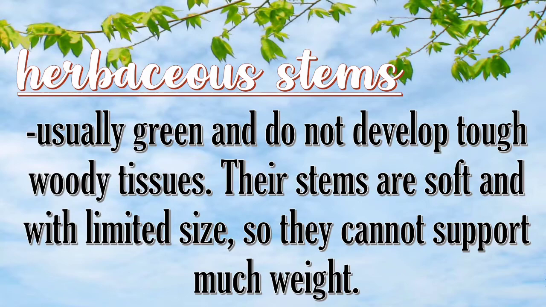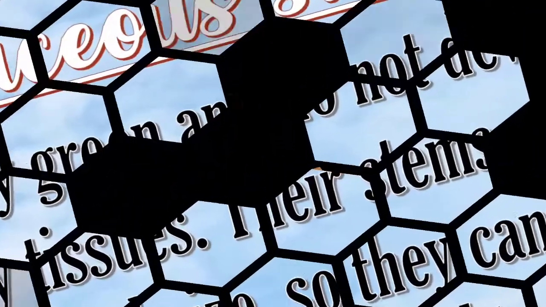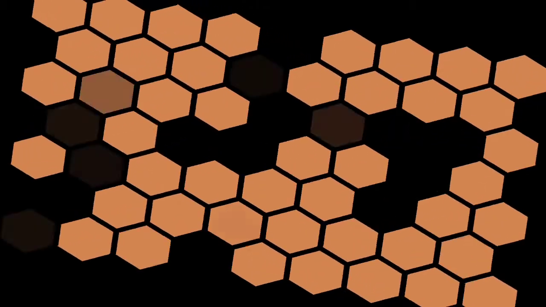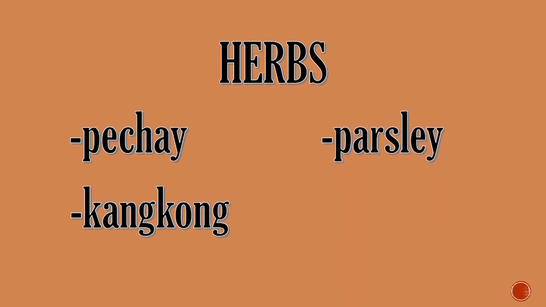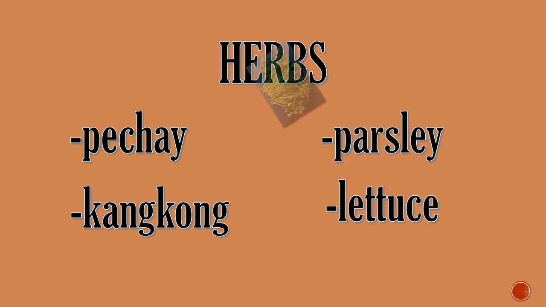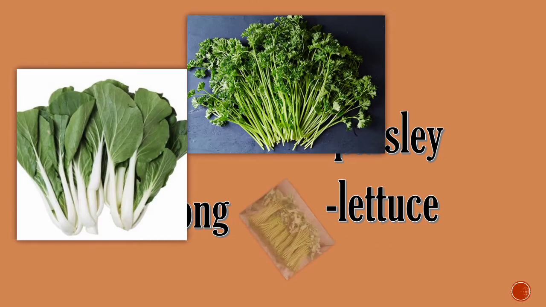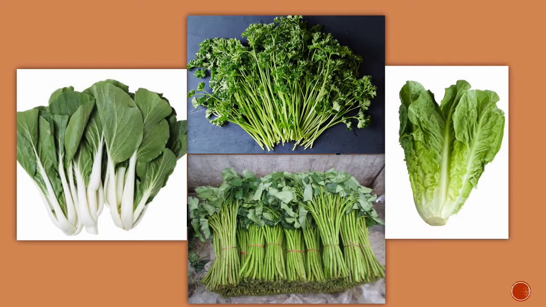Okay po? These plants are called, what do we call the plants that are considered as annual plants? We call them herbs. Examples of herbs are petchay, kangkong, parsley, and lettuce. This is the picture of that herb plant. Okay po? That is the example of herbaceous stems. Okay, next.